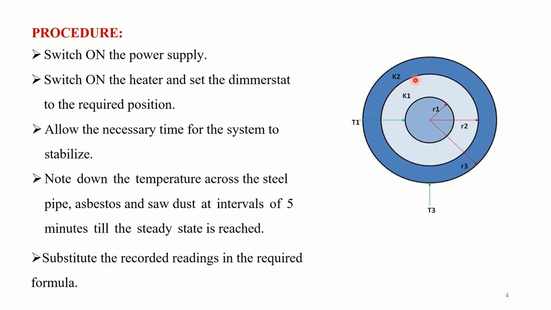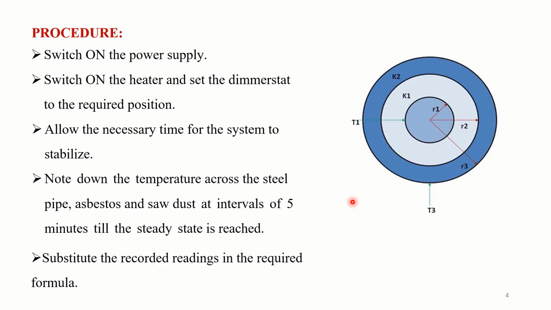So the side view of the experimental setup is shown in this image. There is a hollow cylindrical pipe, and its radius is R1, and which is covered with insulation layer 1, and its thermal conductivity is K1, and radius is R2, and it is covered with insulation layer 2, which is sawdust. Its thermal conductivity is K2, and the radius is R3. So T1 is the inside surface temperature, and T3 is the outermost surface temperature.